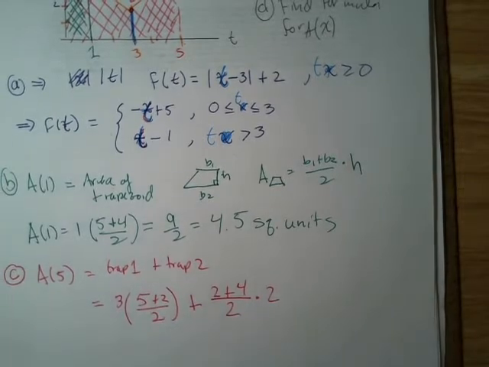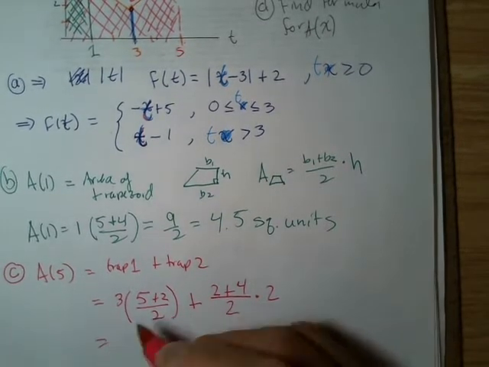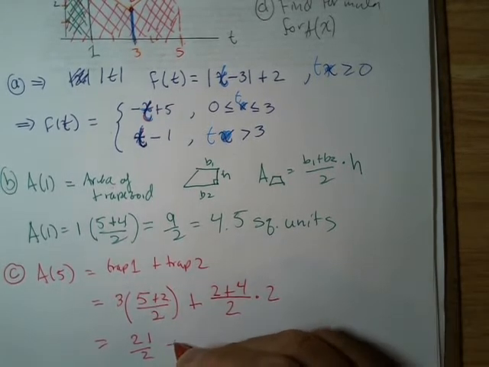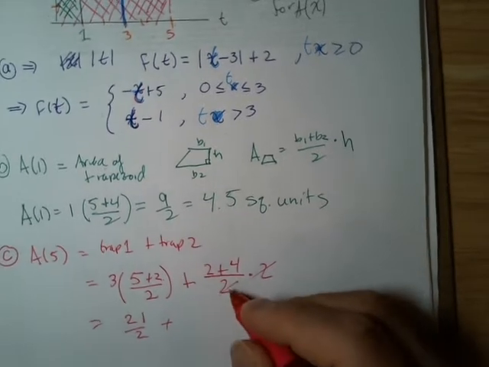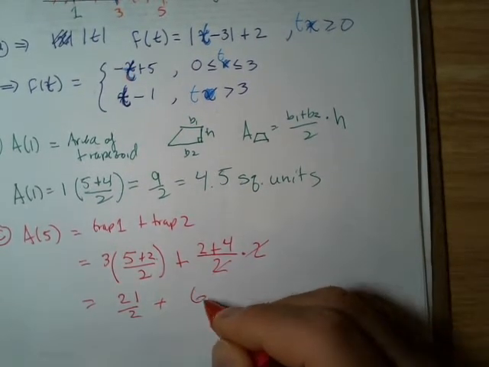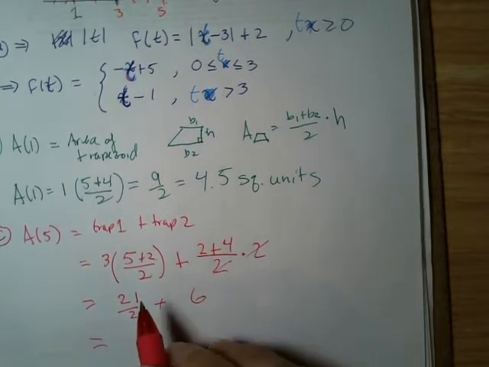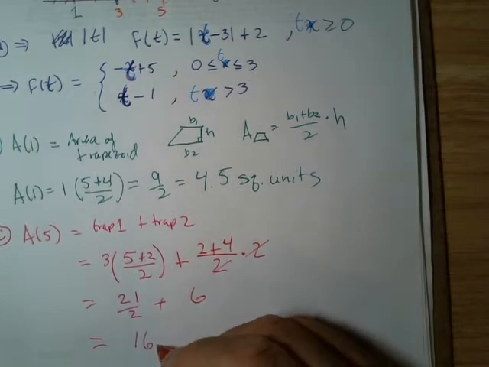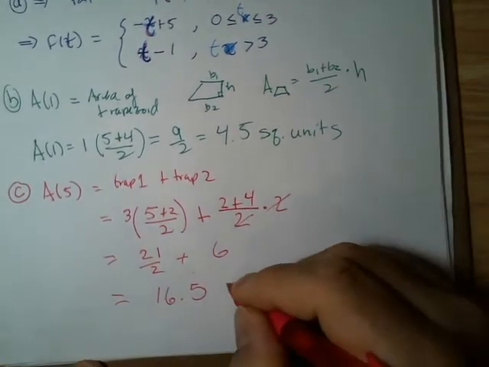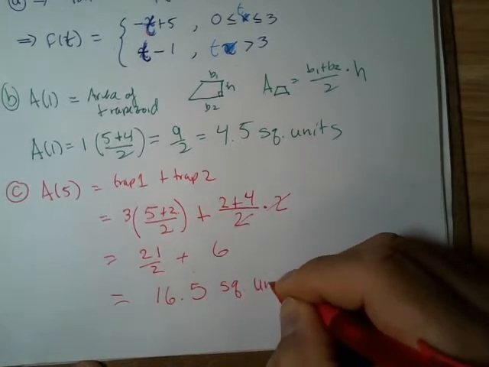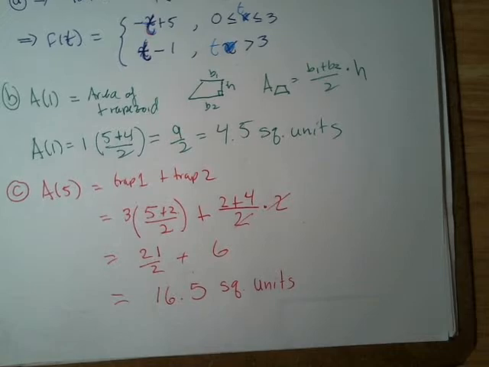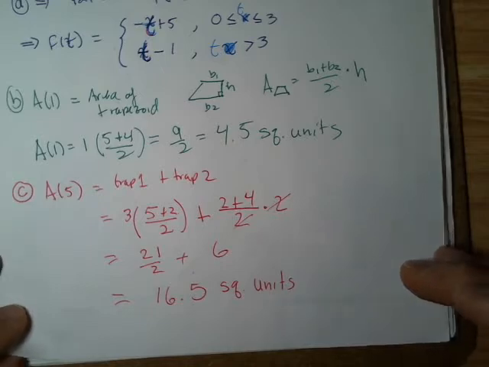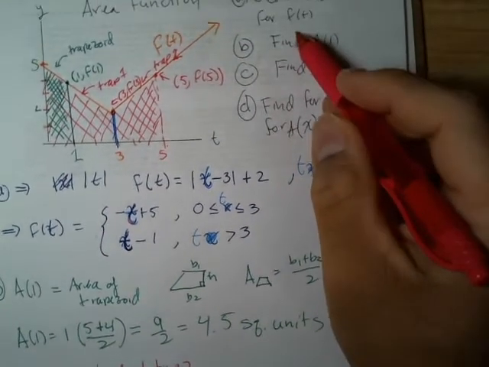Divide by 2. Okay, so here we have 5 plus 2 is 7, times 3 we get 21 over 2. Here those 2's reduce, we get 6. And this is 10.5 plus 6 equals 16.5 square units. All right, so that covers A, B, and C.